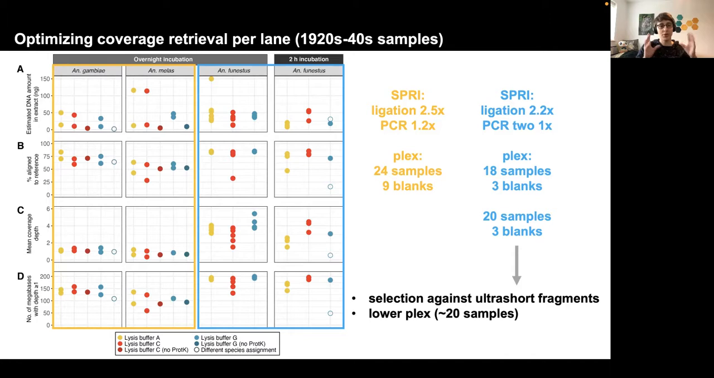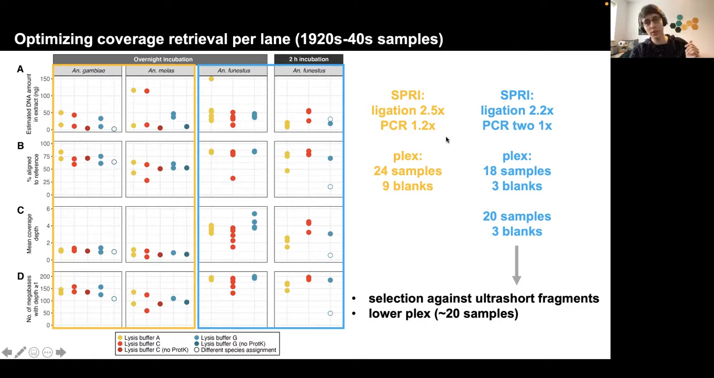What I want you to focus on here are the yellow box and the blue box. The yellow box was done with the higher SPRI bead concentration and had a higher plex, so more libraries, more blanks. And the blue box was lower SPRI concentration, and it was actually 2 pools, but it was about 20 samples and 3 blanks per pool.